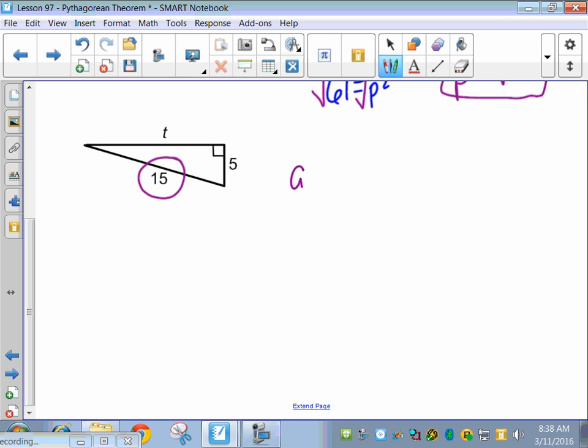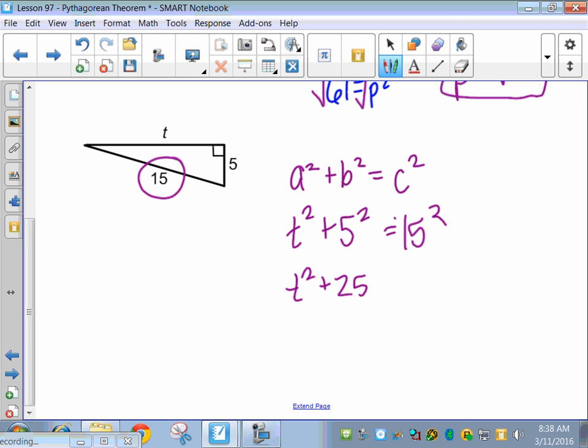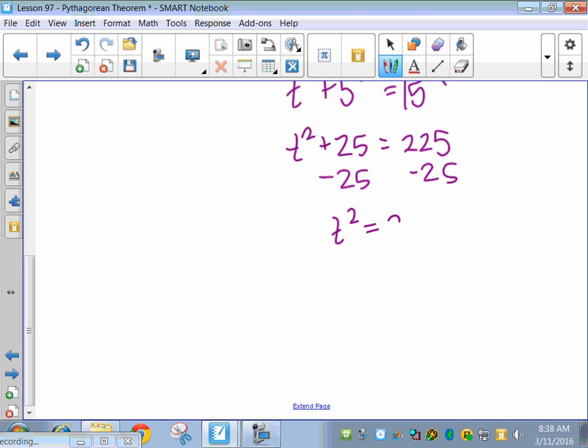Good call. All right, so a squared plus b squared equals c squared. So a and b are the legs, which means the two sides that meet at the right angle. So I'm going to plug t in for a and 5 in for b, and my hypotenuse in for c. So t squared plus 25. Anybody have 15 squared memorized? Corey? 225, nice. All right, now on this one, we have an extra step. We got to subtract the 25 here from both sides to isolate our variable. So t squared equals 200, and we're going to square root both sides. So t is equal to.